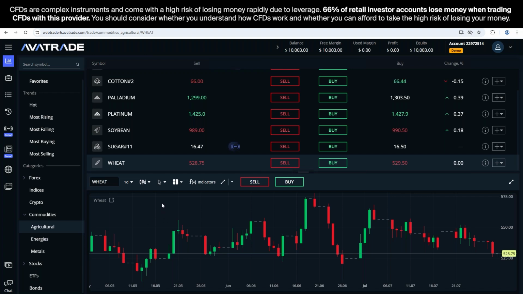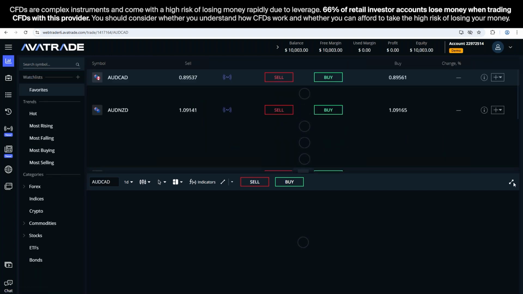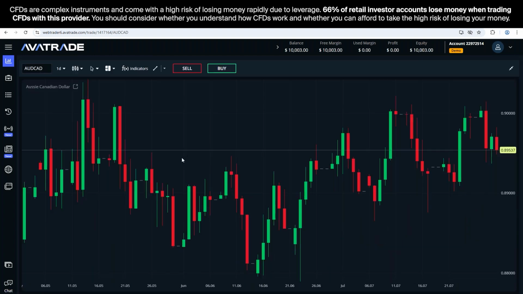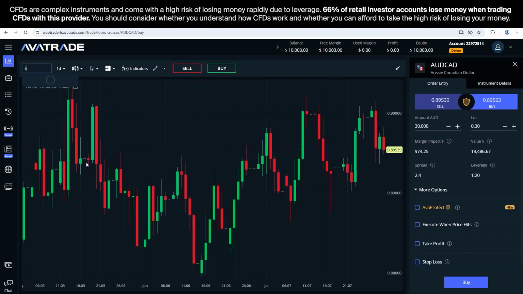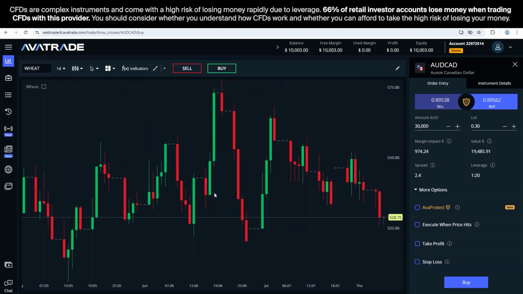Okay, so the way that we can open an instrument is very simple. Let's suppose that we're here by default, and we would like to select wheat, but not from the lists. What we can do is click here on the AUD CAD, delete what we have here, and simply type wheat. And now we've got wheat. We can click, and it's right here.